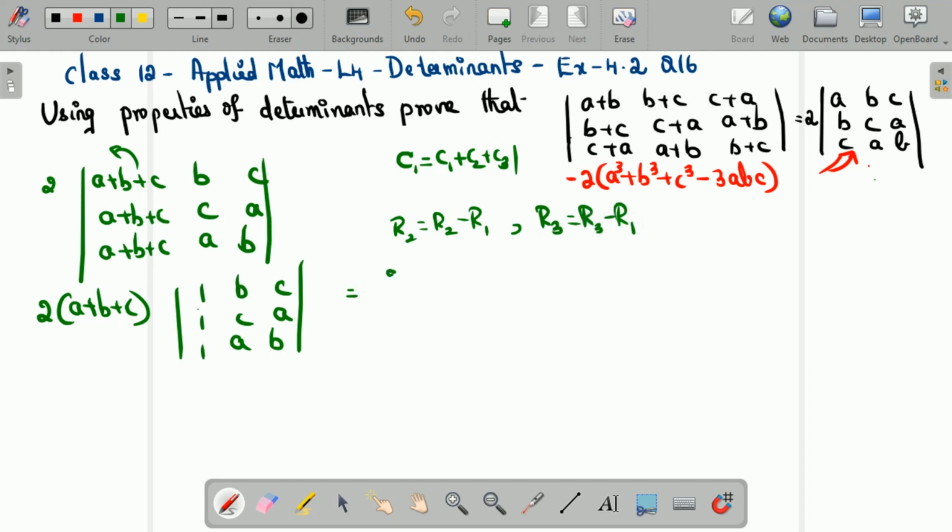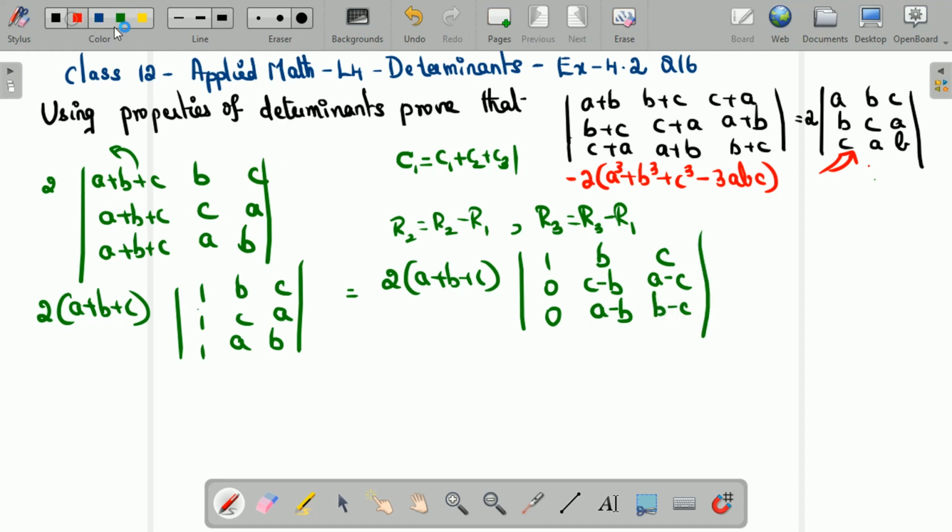So this determinant will become 2 into (A + B + C). Now the first row 1, B, C remains. The second row is 1 − 1, which is 0, then C − B, A − C. The third row 1 − 1 is 0, then A − B and B − C. Now if you expand along this column, this cross multiplication is what is required.